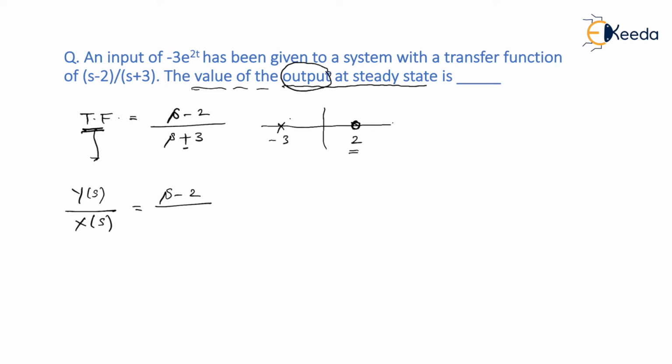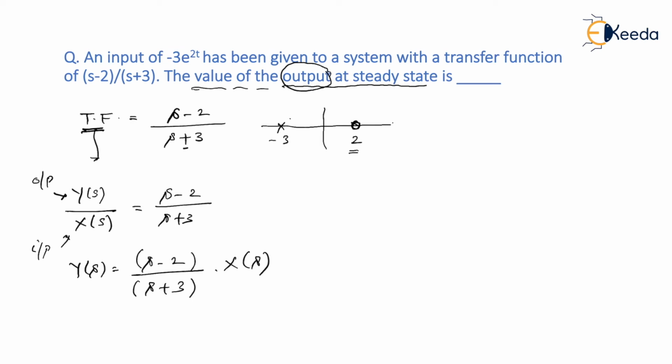That is equal to what? (s - 2) upon (s + 3). And from this, you know that this is your output and this is your input. You can transfer input to the right hand side. You can write now Y(s) equal to what? (s - 2) upon (s + 3) times X(s). Is that right?